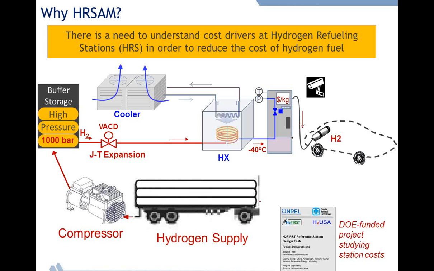As you see in this slide, the hydrogen station is capital intensive, and to understand the cost drivers, we need to model the details of the components and the sizing of the components with different delivery methods, looking at the impact of several parameters. And this is really what was done by Joe Pratt and Danny, among others, in the H2FAST hydrogen reference station design task that you see at the bottom right of the slide. This report is very comprehensive, and it is available at the DOE website for your reference.